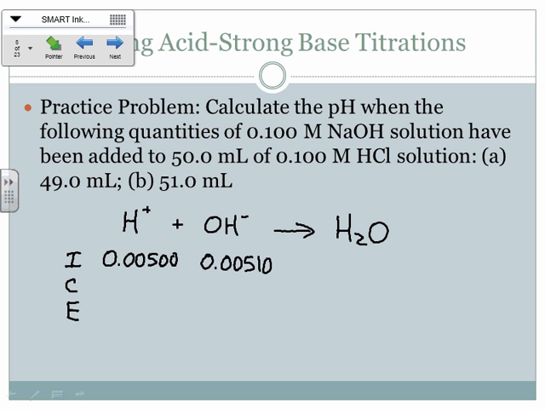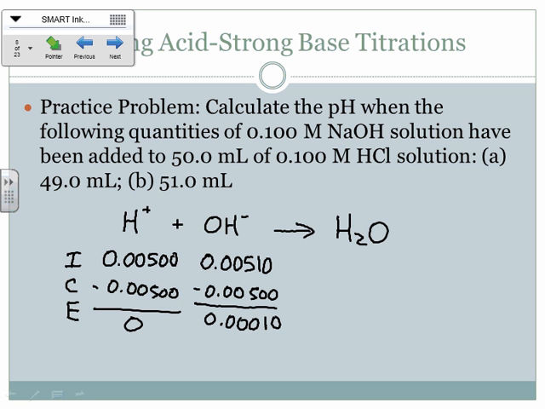Okay, so now my limiting reactant is the H plus, right? I have a little more OH minus in the solution than H plus. So the H plus is all going to react now. I'm going to end up with none of this, and I'm going to end up with 0.00010 of the OH minus. Okay. Hopefully I'm doing my numbers right here. I'm trying not to use the calculator.